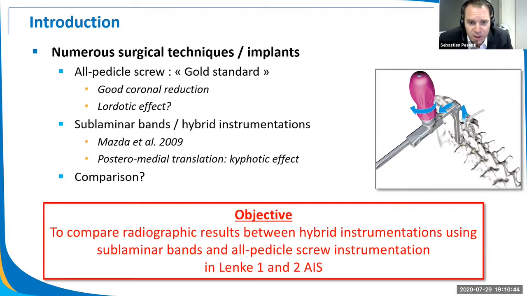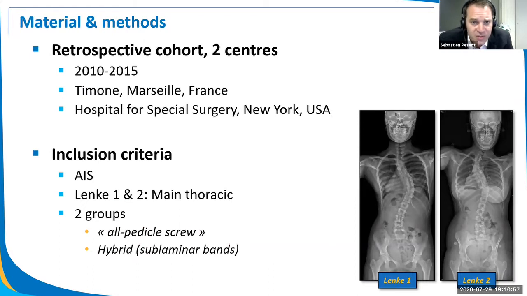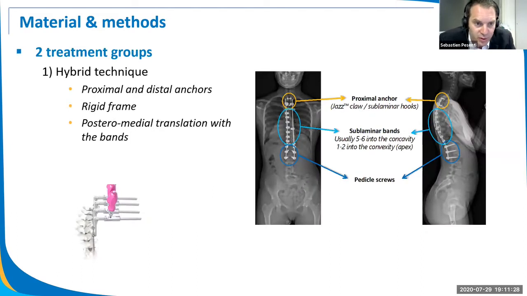So it was our objective to compare the radiographic results between hybrid instrumentation and all pedicle screw instrumentation in patients with main thoracic curvatures. We performed a retrospective cohort study, including patients operated on in two different centers, in Marseille in France and at the HSS in New York in the United States. We included patients with adolescent idiopathic scoliosis, Lenke 1 and Lenke 2, meaning that they had a main curvature in the thoracic area, one or two curves. And patients were divided into two groups according to the technique that was used to reduce the deformity.